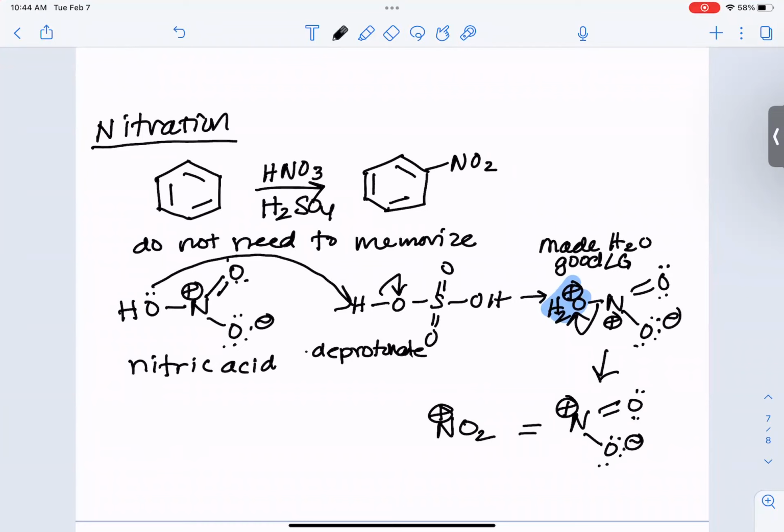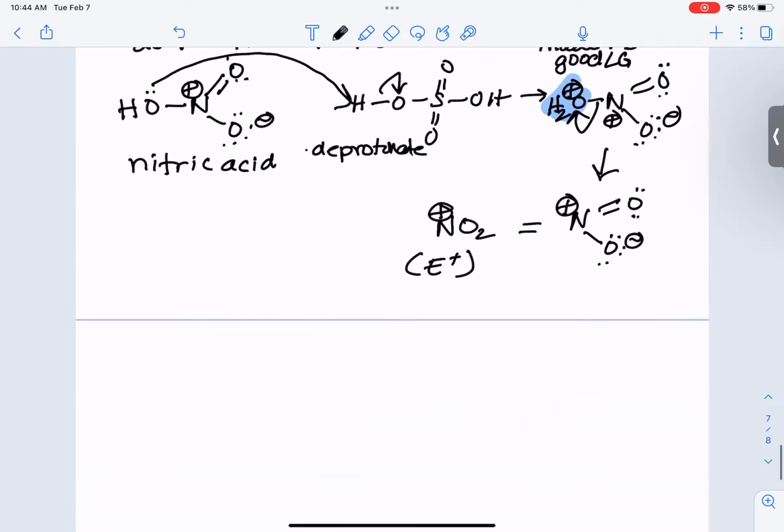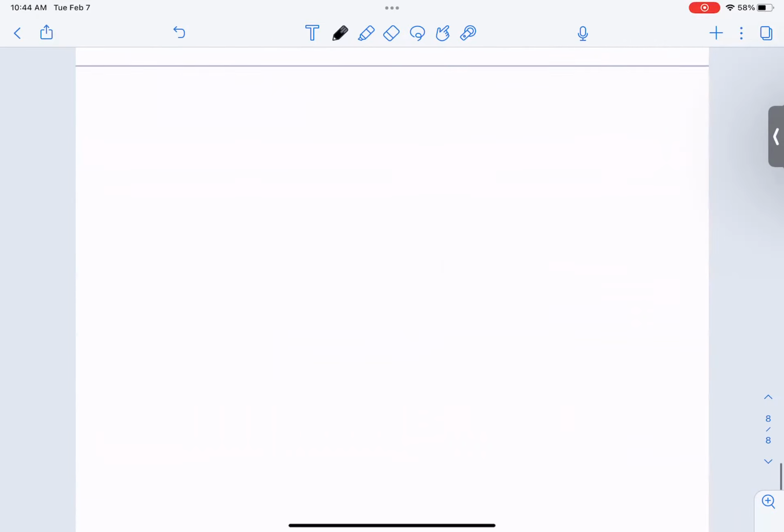So the same chemistry is going to happen. You just pretend that this is E plus, and you go through the mechanism the same way. Same resonance, same thing. Okay. All right. For your acylation, it's known as Friedel-Crafts acylation.